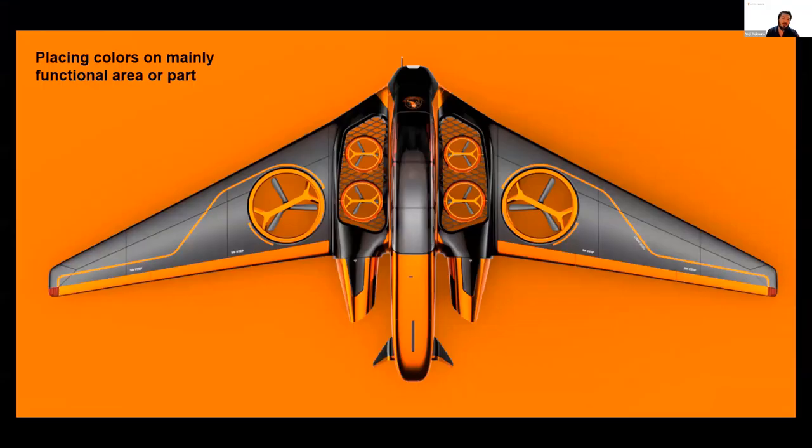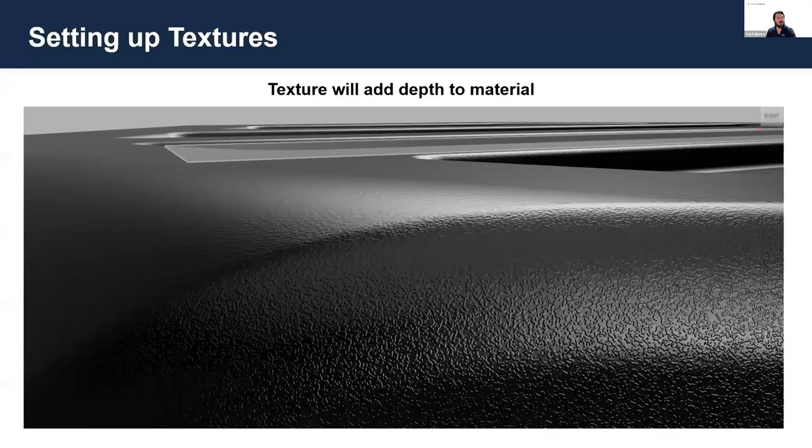So on my airplane, it's a good question: is this an orange airplane? Technically, it's more black, right? I said black, but with orange highlight. I like that way. I always like my product to be either white or black or gray with color highlight, okay? All right, next subject is the texture.